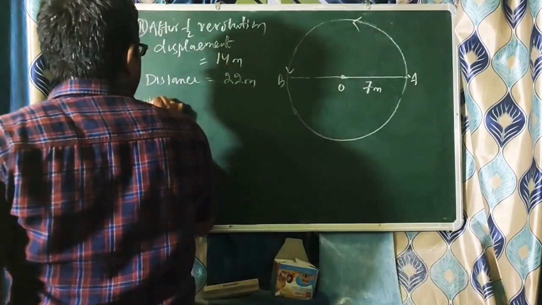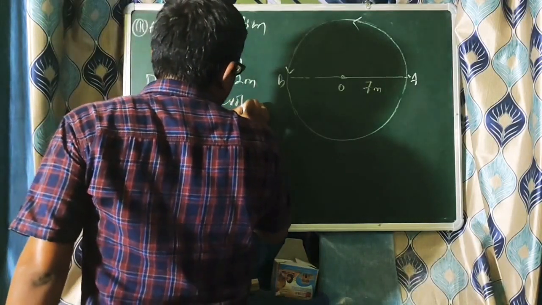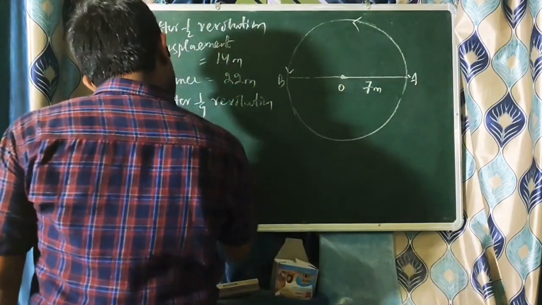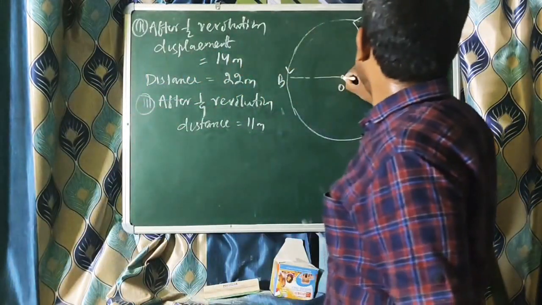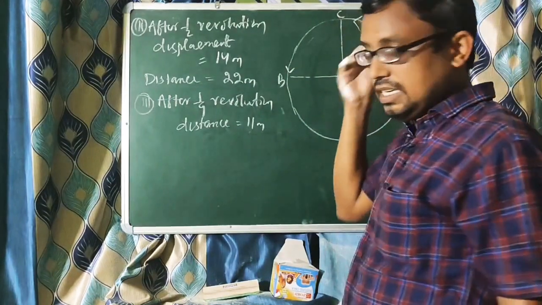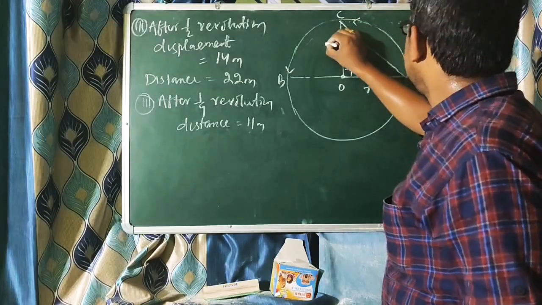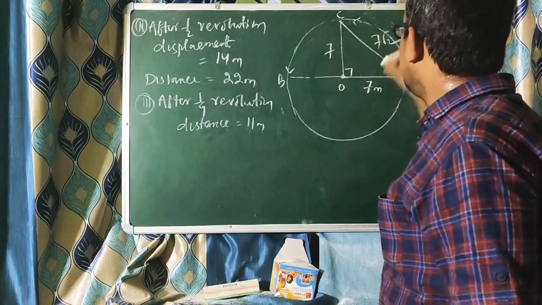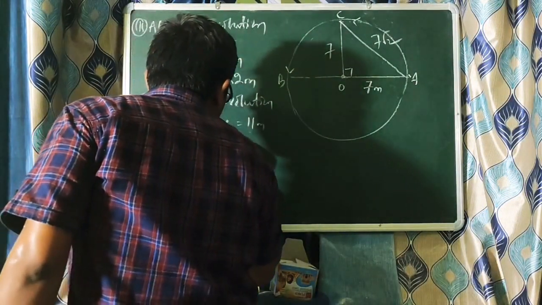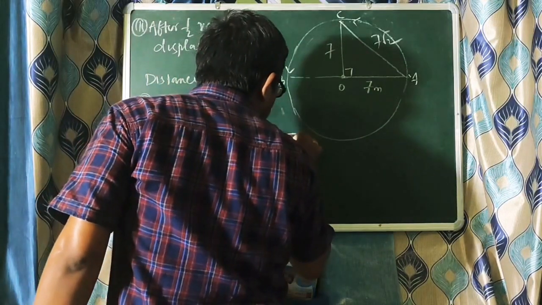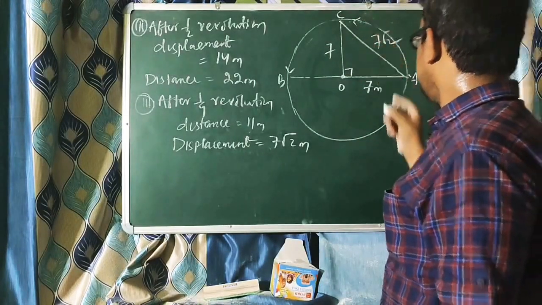And in 1/4 revolution, the distance will be 11 meter, and the body will reach point C. Now see here, this is a right angle triangle. Join A to C. Both sides are 7, so the displacement will be 7 root 2 meter. In which direction? See here. This is north, this is west, so northwest.